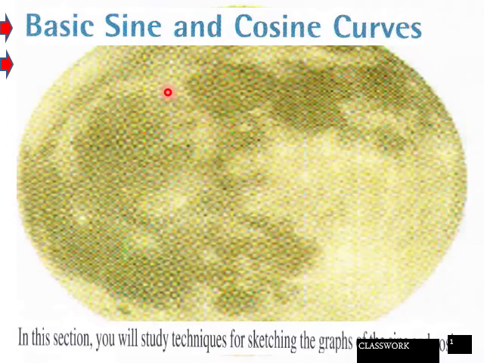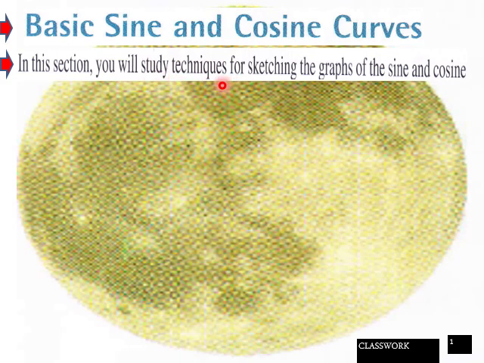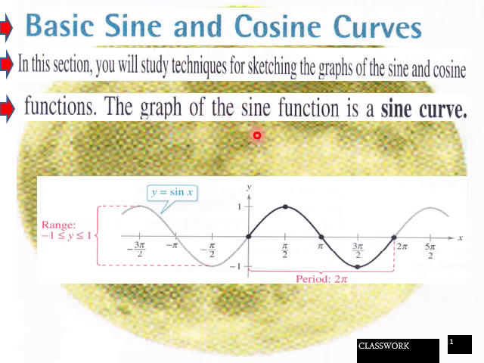Okay, today's page 1 classwork. Basic sine and cosine curves. In this section, you will study techniques for sketching the graphs of the sine and cosine functions. So the graph of the sine function is a sine curve. Here is y equals sine x, and this is how it goes through the origin. You have a period of 2 pi, and you have a range here, amplitude of 1, negative 1 and 1.